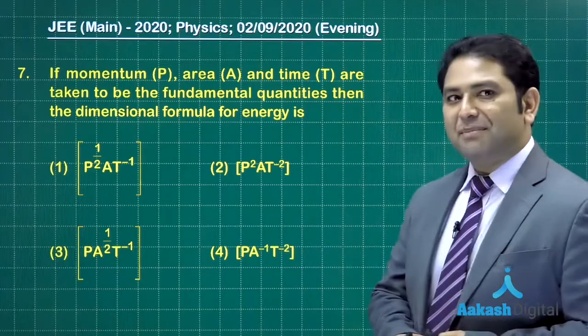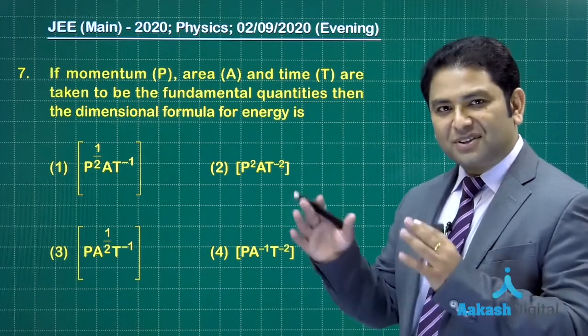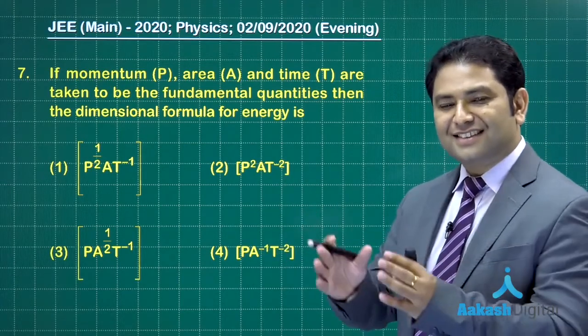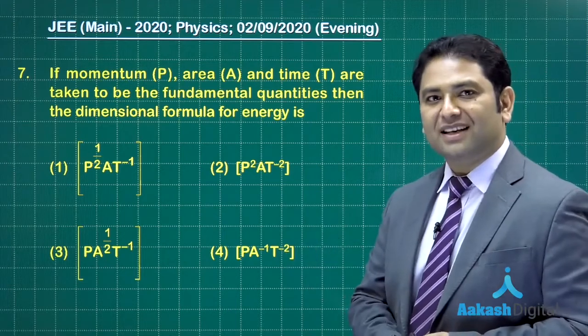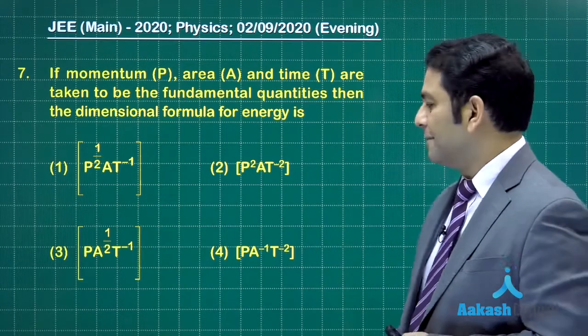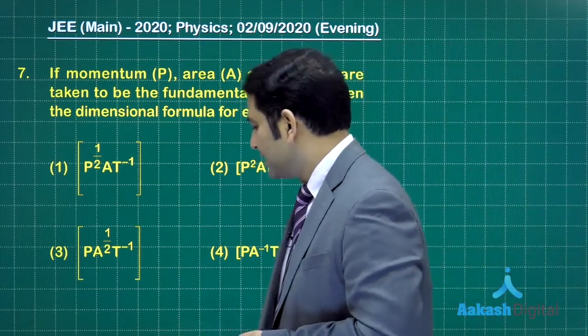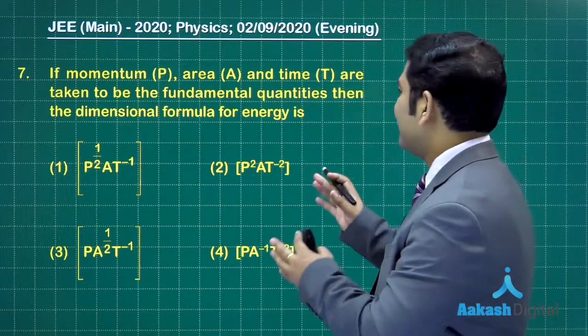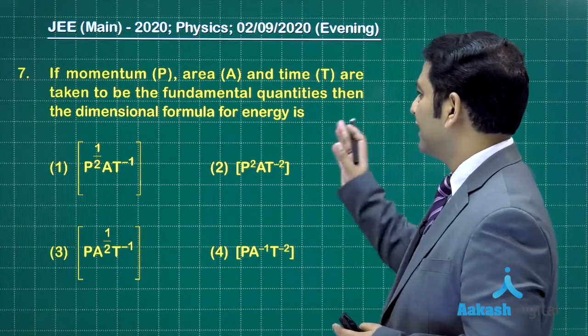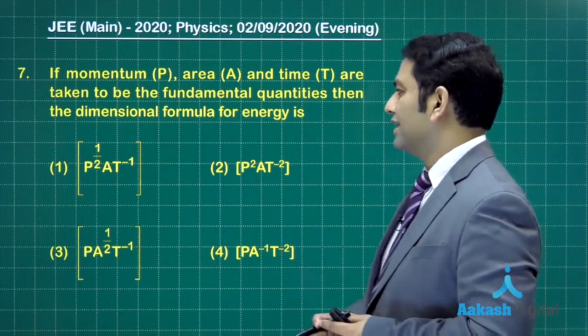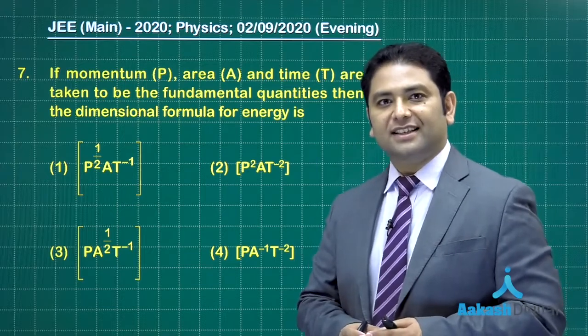You see, it's from the dimension part. So that really indicates that this chapter of units and measurement has to be taken very seriously. This question is again a very straightforward one. Momentum, area and time are taken to be the fundamental. We need to calculate the dimensional formula for energy.